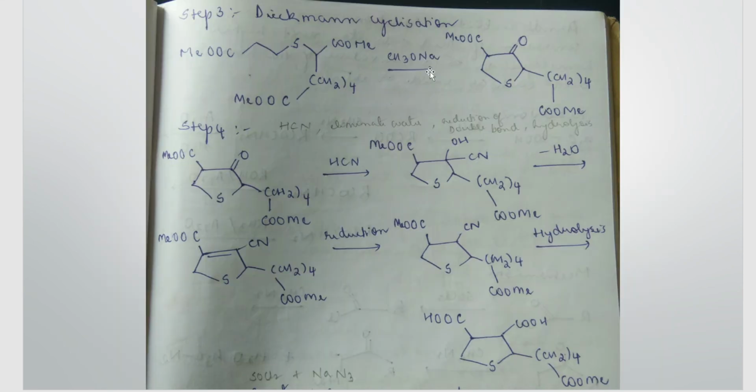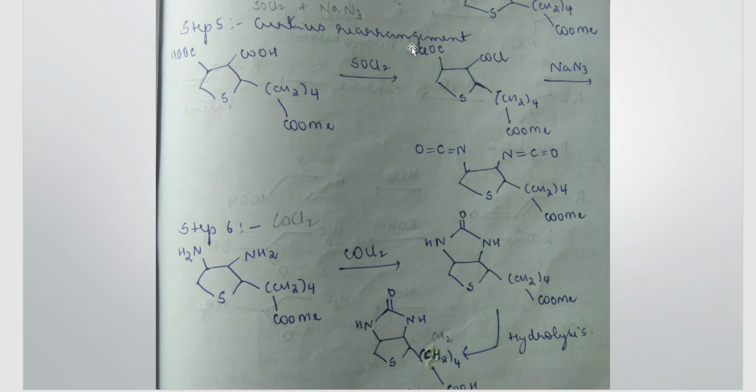Then we did a cyclization reaction in order to get a cyclic structure and made it react with hydrogen cyanide, water elimination, reduction, hydrolysis, etc. And then we did the Curtius rearrangement where we took SOCl2 and NaN3 and ended up with this product, which on hydrolysis, the C double bond O group on either side got replaced by hydrogen atoms. Okay, that step is not mentioned, but you can write it.